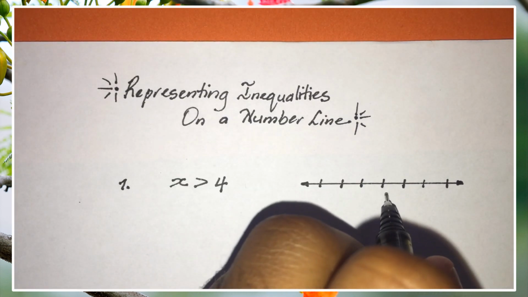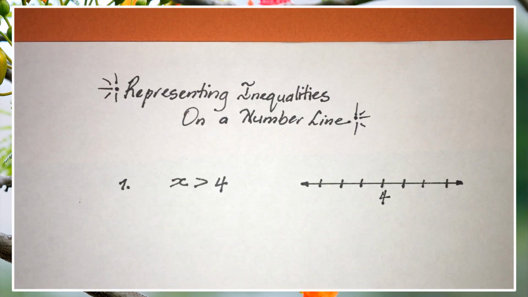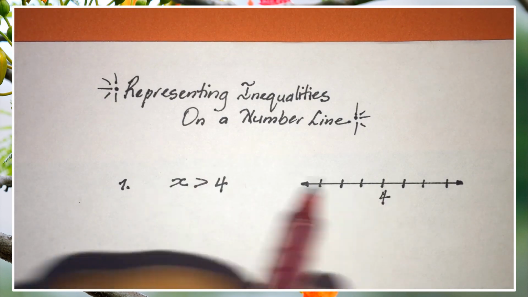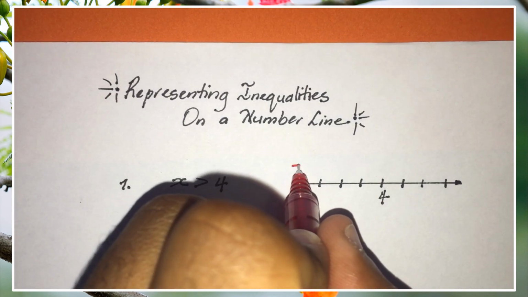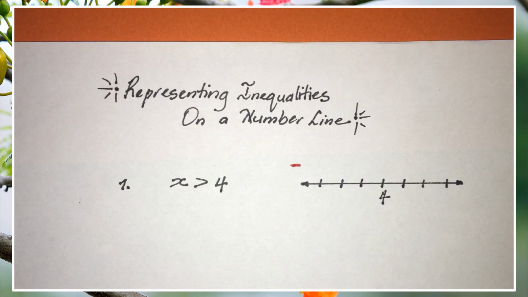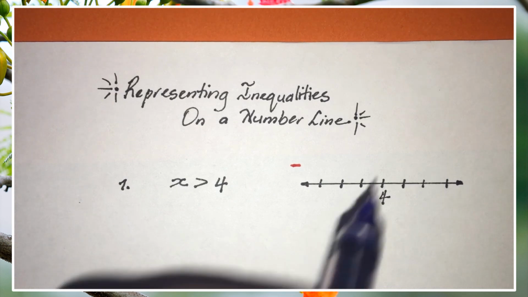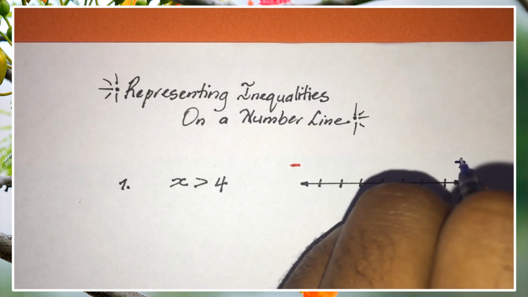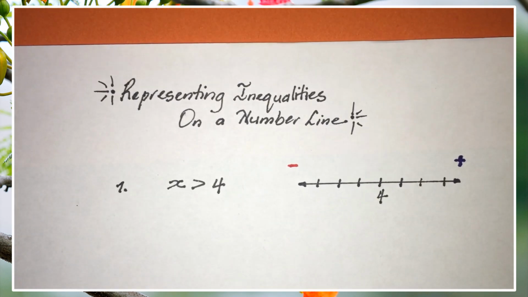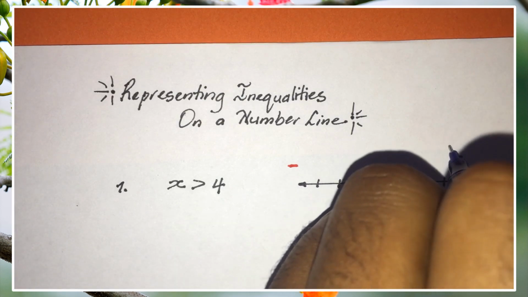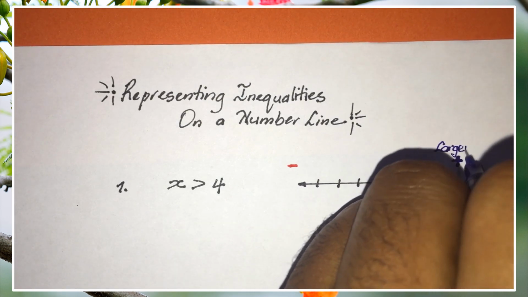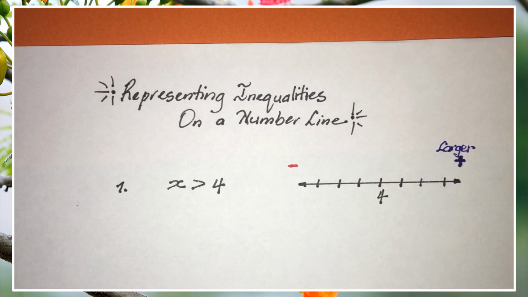So I'm going to put 4, let's say about here. And on a number line, I also know that if I move towards the left, which is this way, the numbers are going to get smaller. And if I move towards the right, which is this way, the numbers are going to get larger. They're going to get bigger. So I'm going to put the positive on the right and the negative on the left, meaning that on the right, the numbers will get larger, and on the left, the numbers are going to get smaller.